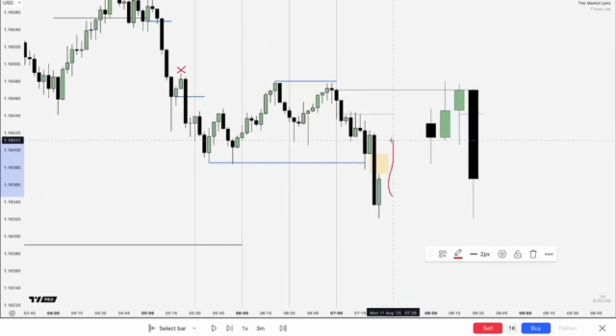Do we get expansion back in to form a reversal? Do we get retracement to continue lower, or a consolidation, in which case we can look for the high to trade lower, or to run out the low to trade higher? Well, let's see.